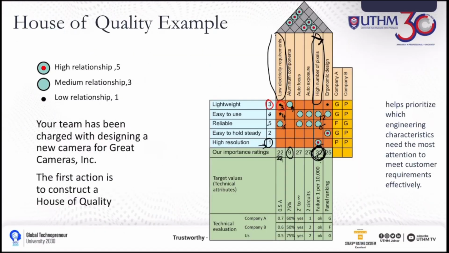For example, I will show you the complete house of quality here. These are the team that has been assigned to design a new camera for Great Camera Company. So the first action is to construct a house of quality. They want to design a camera, so what functions do they need to put in the camera? They need to know their market needs. So first thing first, they conduct a survey from the customer.